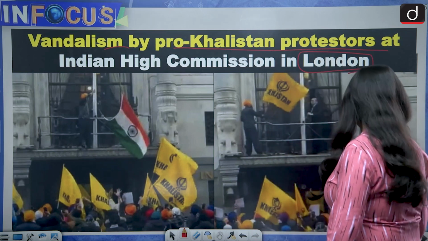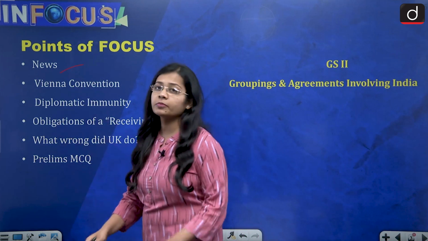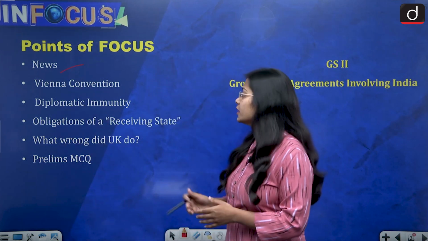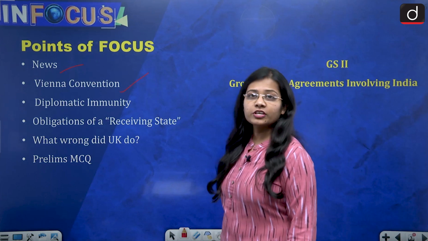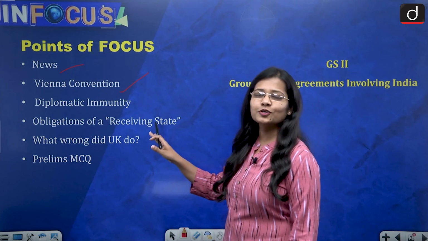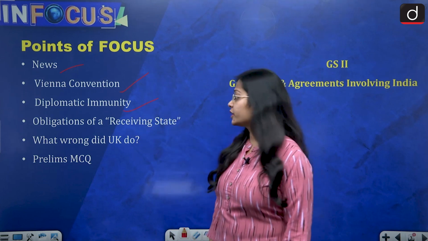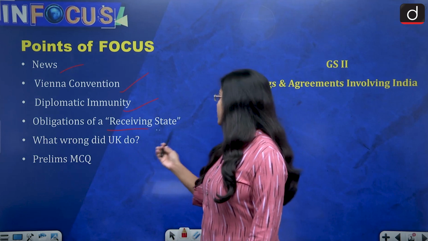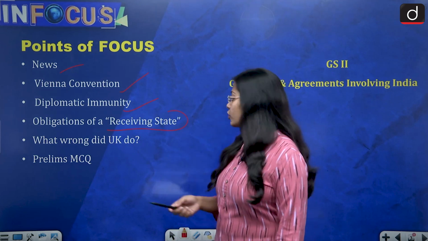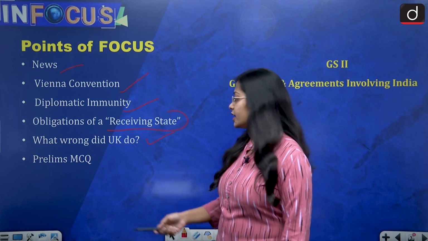So let us first see the timeline of the video. First we will be looking at the news, what has happened, what is the incident that took place, then the Vienna Convention, and this Vienna Convention is not the climate change one, this is related to diplomats. Then what is diplomatic immunity, then the obligations of a receiving state, then what the UK did wrong in this incident. In the end, a prelims MCQ.